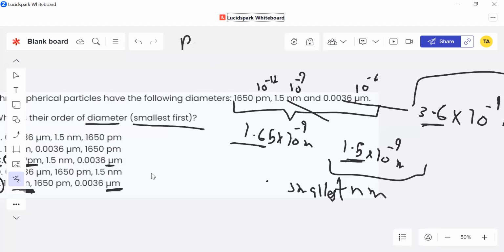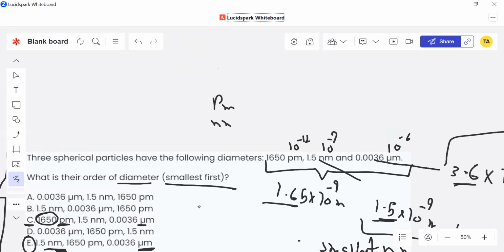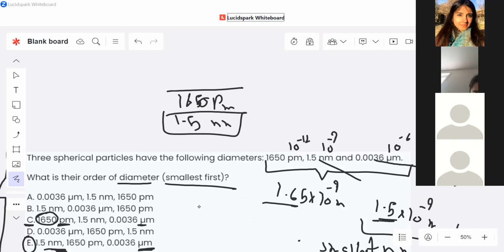So obviously nanometer is smaller than picometer in this case. Usually, when I don't have any values, the prefix would decide, and the picometer would be the smallest, not the nanometer. But here I have values right here. In this case, my nanometer is smaller compared to my picometer. Okay, so you understand this question, right?